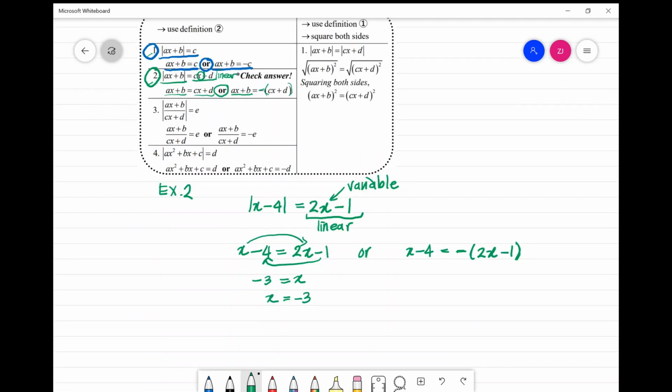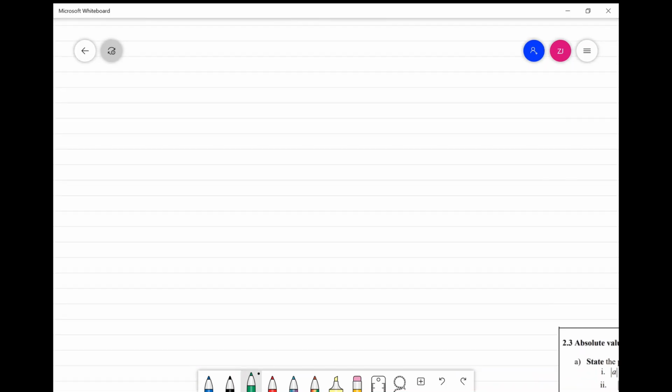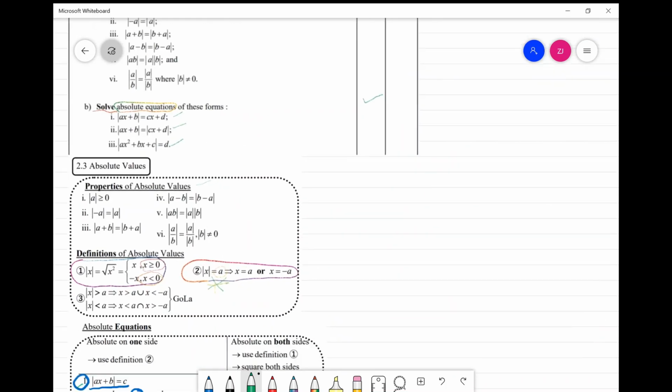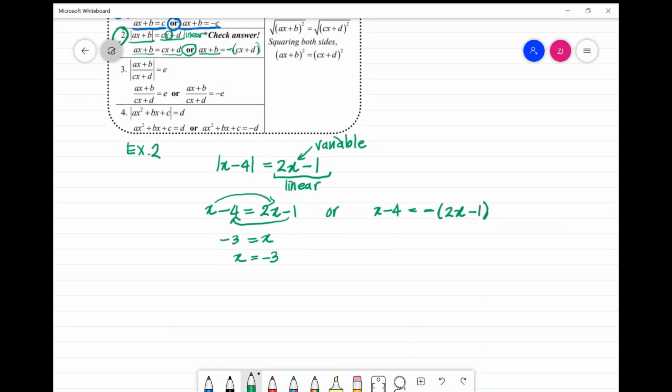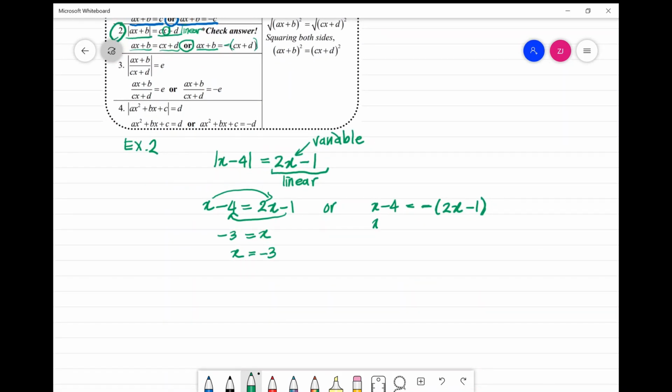And here we have x minus 4 equals negative 2x plus 1. So we bring the negative 2x to the left and we bring the negative 4 to the right. So we will have 3x equals 5 and x equals 5 over 3.